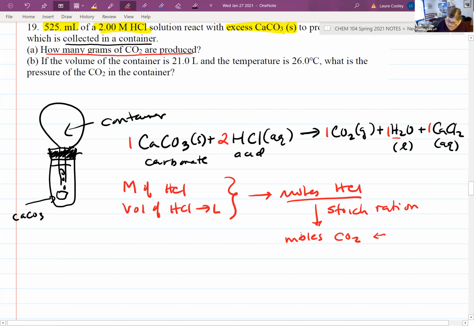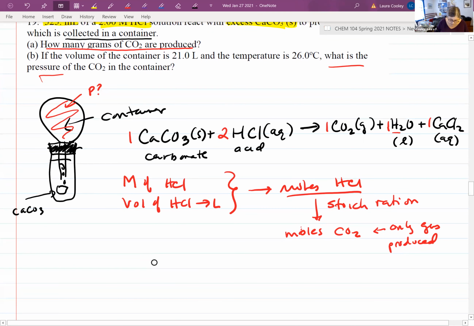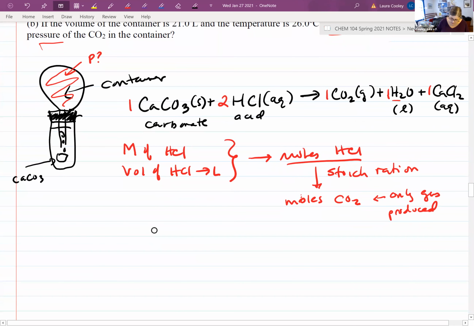And CO2 is the only gas that is produced. So it's the only thing that's going to determine the volume, or whatever it is. It's going to determine the pressure. We want to find out the pressure in the container. Okay. So, all right. Once we get the moles of CO2, we're going to get the grams of CO2. Okay.